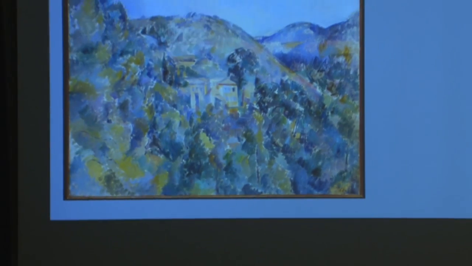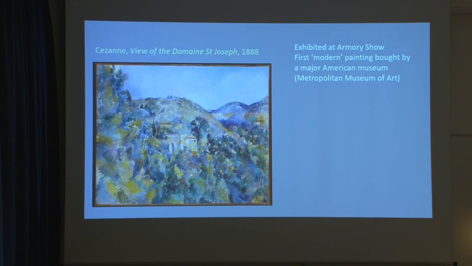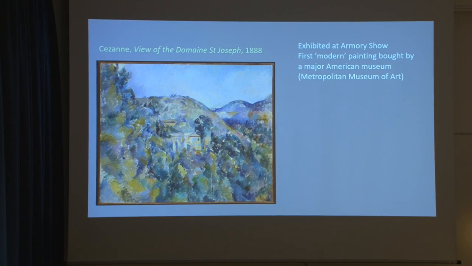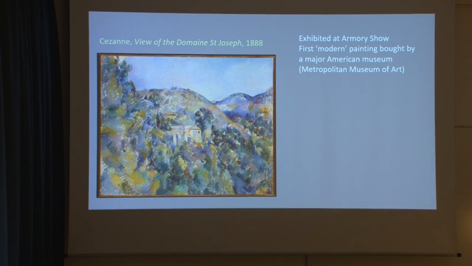There was also great variety in the works shown at the Armory. The organizers wanted to produce a broad and representative selection of all the various trends from the past 30 years. Cézanne's view of the Domaine Saint-Joseph, painted in 1888, was shown at the Armory Show and was the first modern painting purchased by a major American museum, the Metropolitan Museum of Art in New York. It was a great choice.